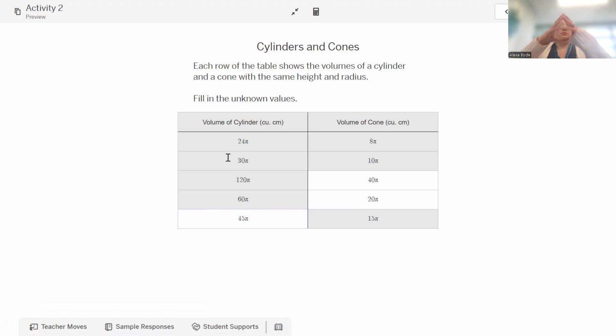So a cone is 1/3 of a cylinder. That is kind of the main thing that you need to know: a cone is going to be 1/3 of a cylinder with the same radius, base, and the same height.